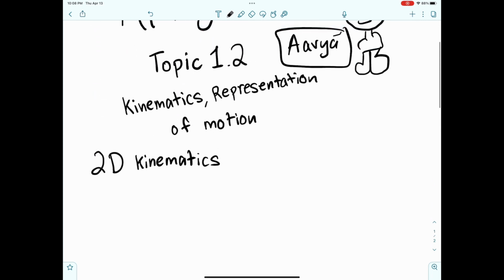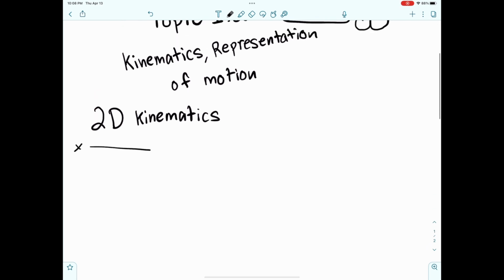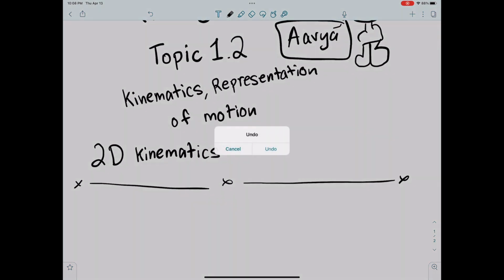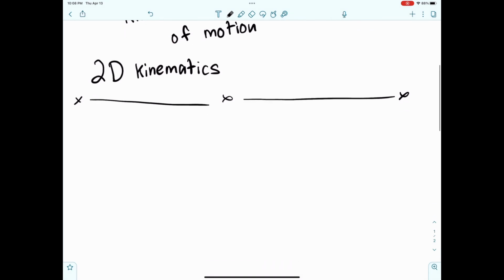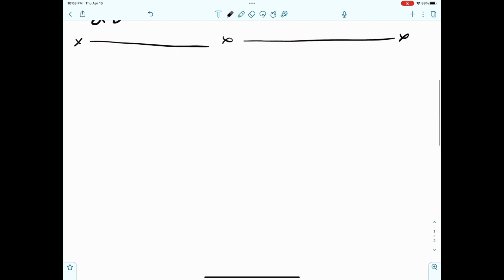If you don't know already, you can watch our topic 1.1 video for the introduction to kinematics, the basic formulas, the whole shebang, basically kinematics in one dimension. Now, we're going to be going over kinematics in 2 dimensions, basically projectile motion.